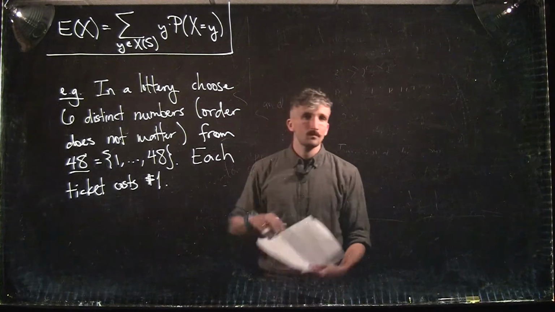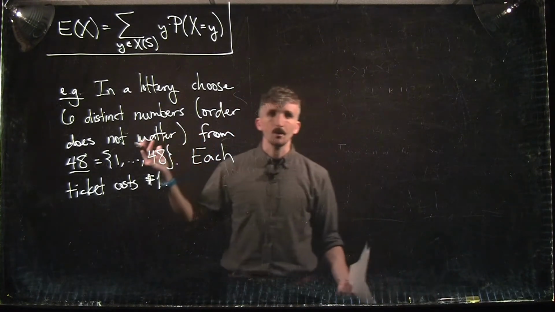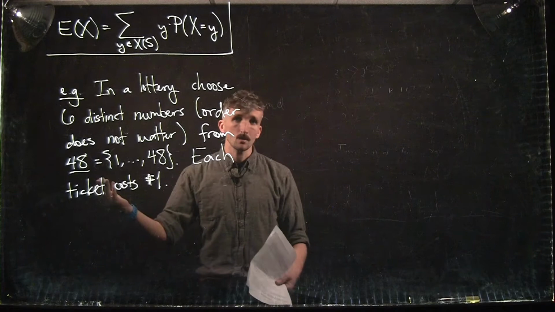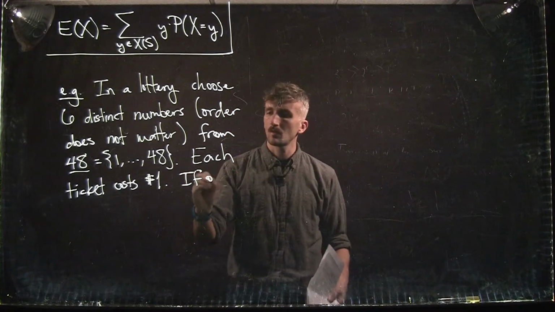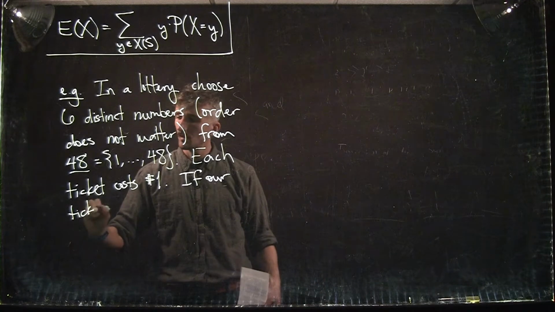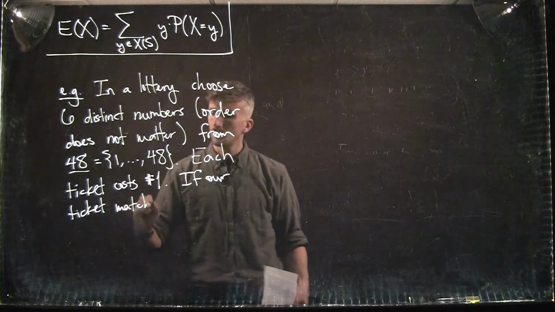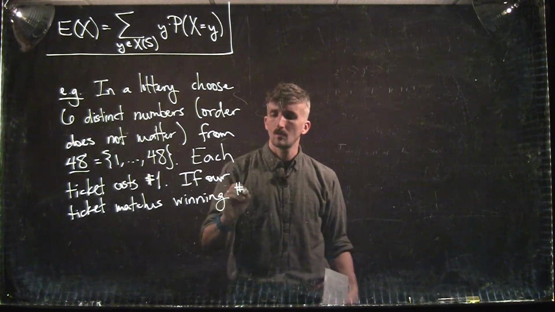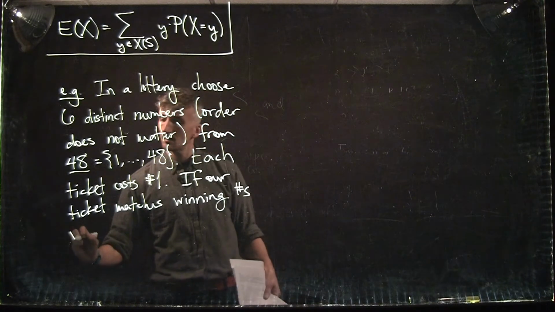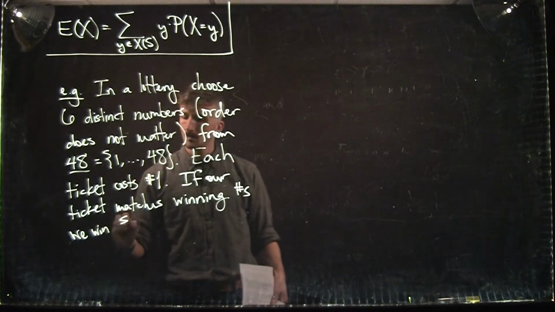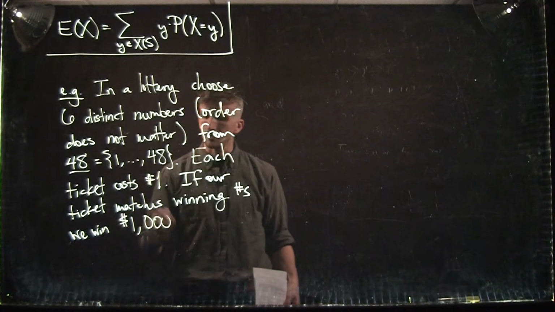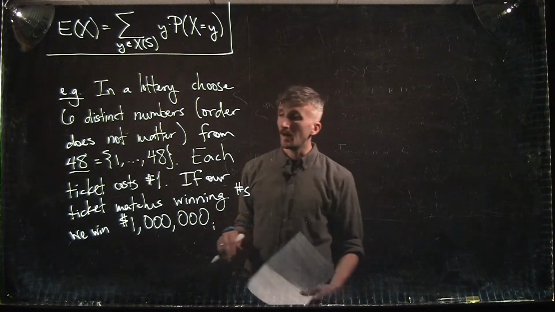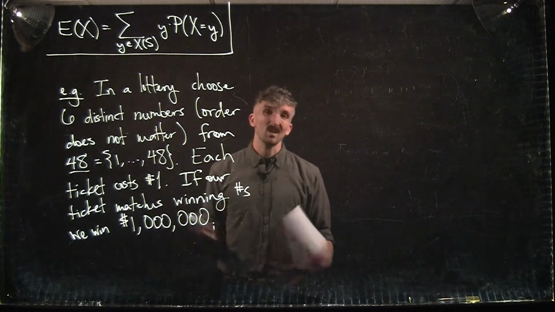Okay, on the prescribed date, the lottery goes ahead and selects its own collection of 6 numbers. If our ticket matches those 6 numbers, then we win $1 million. So that's 1, 0, 0, 0, 0, 0, 0. This is kind of a stingy lottery. If we don't match all 6 numbers, we get nothing.